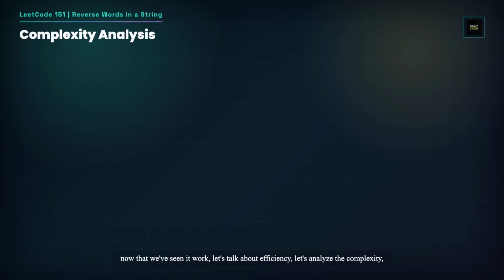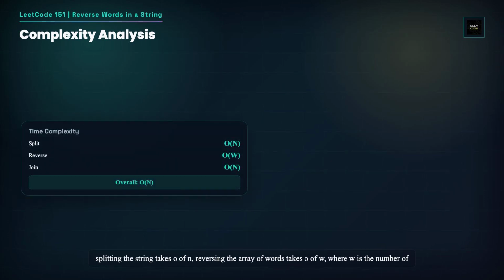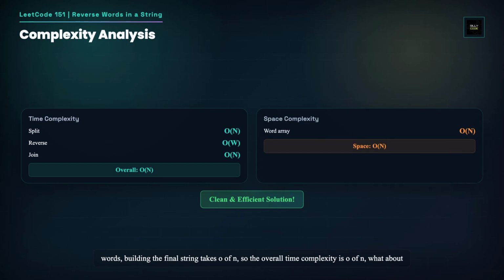Let's analyze the complexity. Splitting the string takes O of n. Reversing the array of words takes O of w, where w is the number of words. Building the final string takes O of n. So the overall time complexity is O of n. What about space? We're storing the words in an array. So the space complexity is O of n.